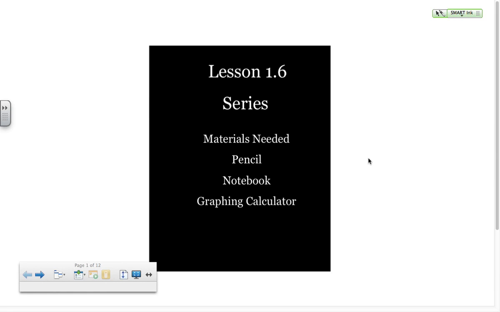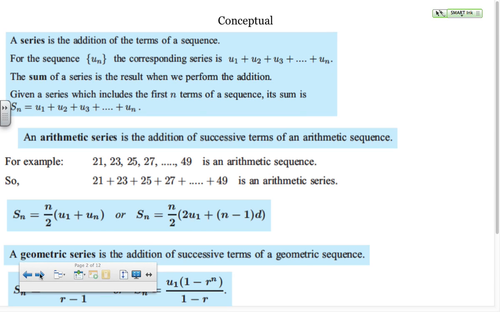Okay, welcome to the last lesson of this unit on series. The nice thing about this lesson is most of this we've gone over in some way, shape, or form before. So some of the formulas are a little new. We are using a different book to talk about this.